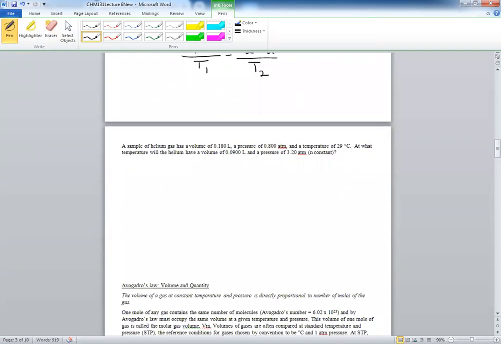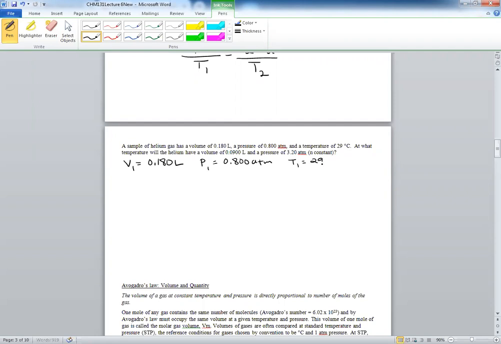It says a sample of helium gas has a volume of 0.180 liters. So we start by saying that that's V. We don't know if it's V1, but most likely if you start with it, it's going to be V1, 0.180 liters. Pressure, that's P1 of 0.800 atm. And the temperature, which is T1, of 29.